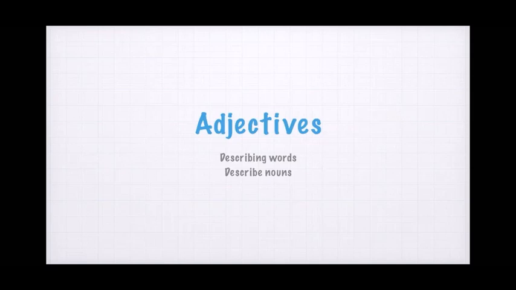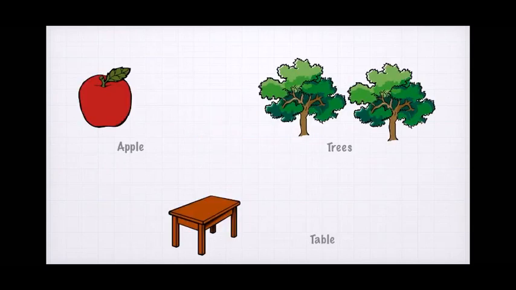I hope you remember what is a noun. Noun is a naming word. It is the name of a person, place, animal, thing, or an idea. Now on your screens you will see some pictures. Apple, trees, table, these are all nouns.